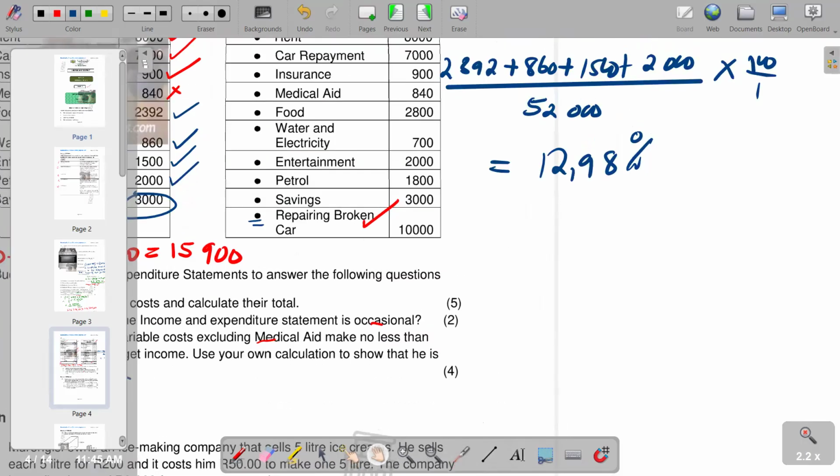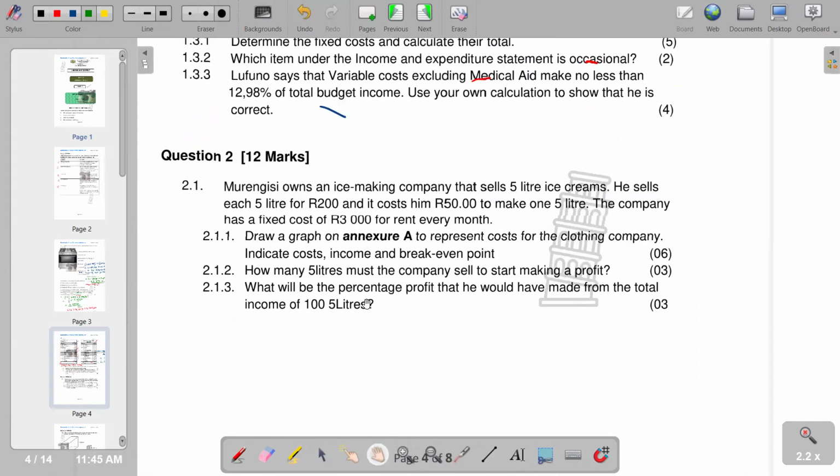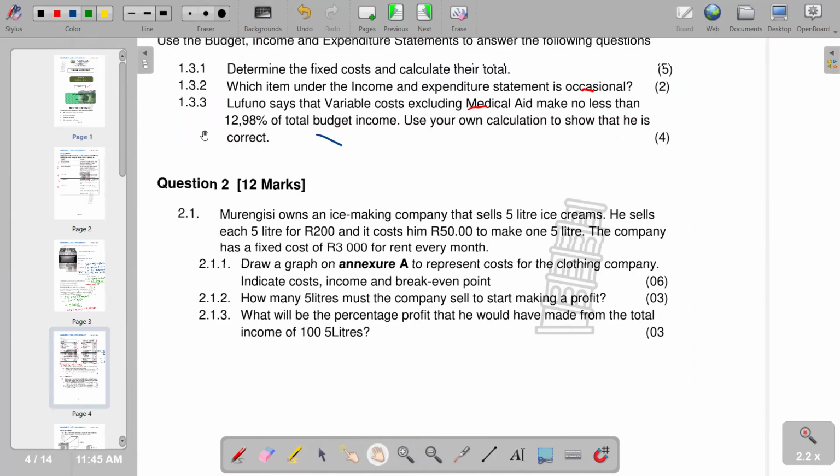So Lufuno is correct. So this is what we have on this part. And of course, this is our question 1. So we move on to question 2.